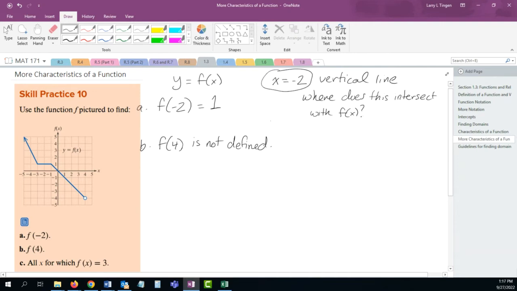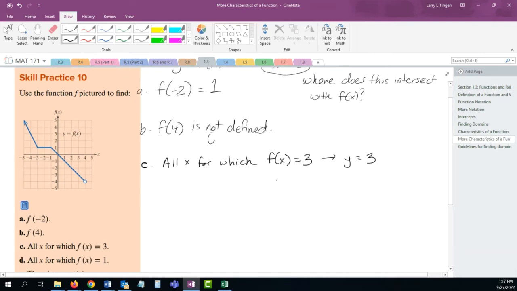All right. So for part C, I gotta use the thicker pen here. There we go. For part C, find all x for which f of x equals 3. Well, remember my notation, f of x is just a fancy y. So this is saying when y is 3, find x.